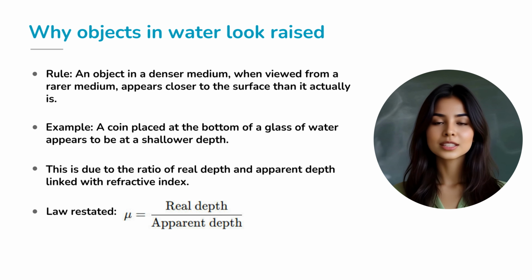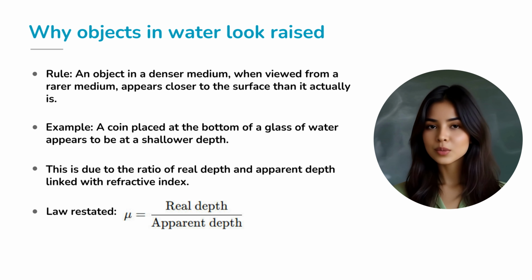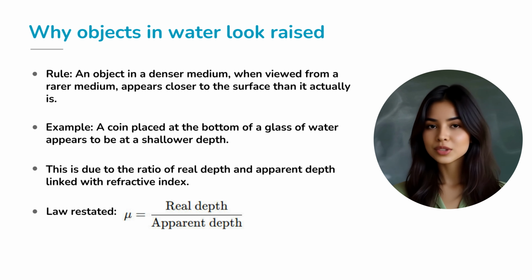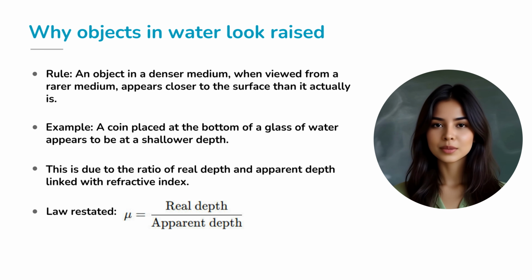From this, we can state a general rule. Whenever an object lies in a denser medium like water and is viewed from a rarer medium like air, it always appears closer to the surface than its actual position. For instance, a coin placed at the bottom of a glass of water looks raised. That's because the light rays bend away from the normal as they emerge into the air. This rule is beautifully summarized by the relation refractive index mu equals real depth divided by apparent depth.